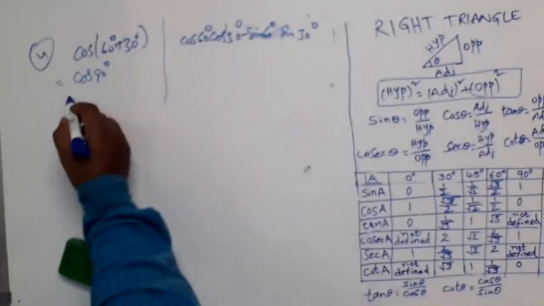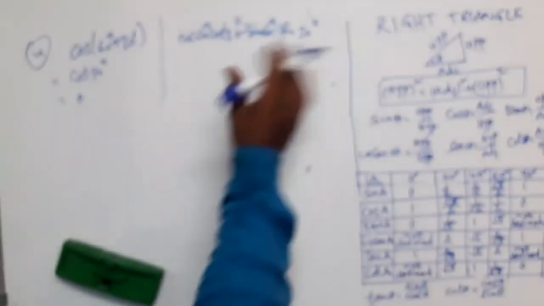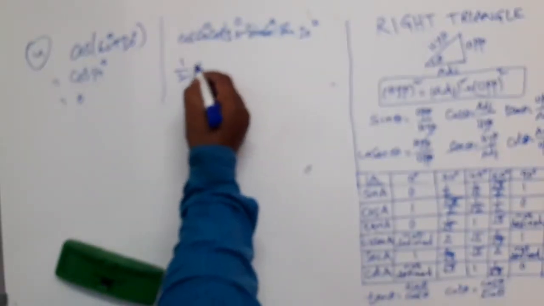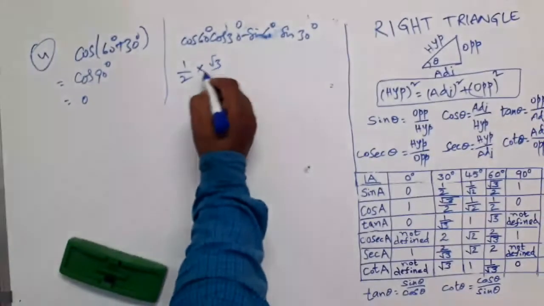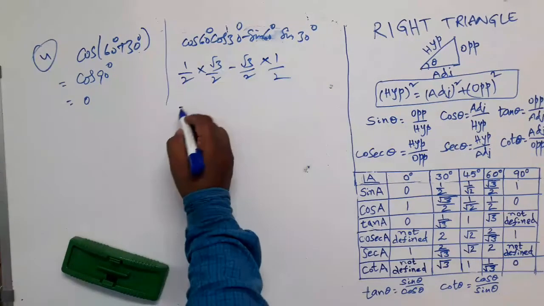Yes, this is cos of 60 degrees plus 30 degrees, which is 90 degrees. From the table, what is cos 90 degrees? 0. Let us simplify this expression also. Cos 60 degrees is 1 by 2. Cos 30 degrees is root 3 by 2. Sin 60 degrees is root 3 by 2. Sin 30 degrees is 1 by 2.